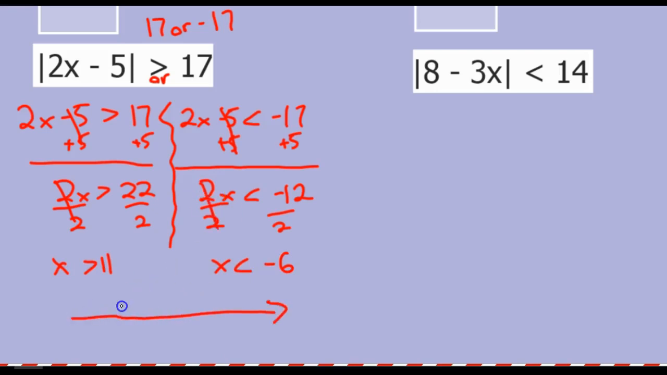So the lesser one of these is -6, that goes on the left. The greater one is 11, that goes on the right. 11 has an open circle pointing to the right. -6 has an open circle pointing to the left.